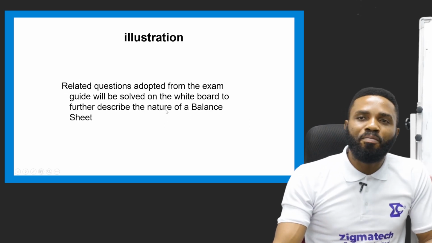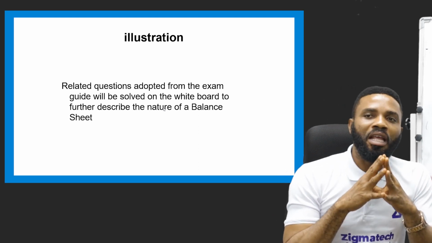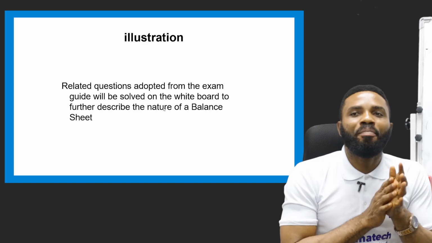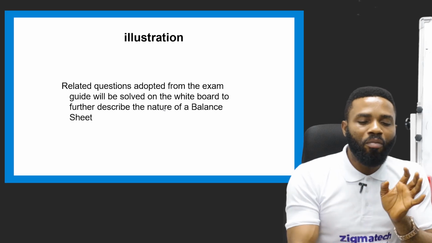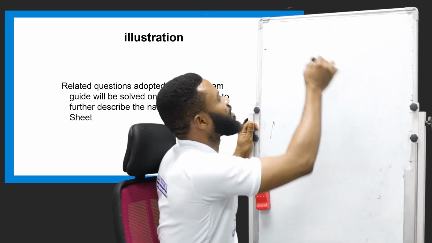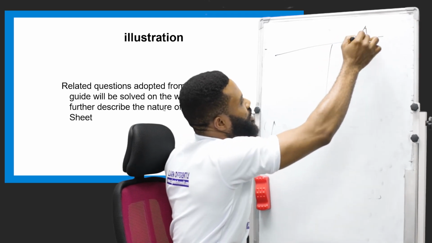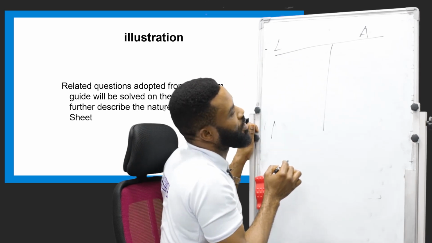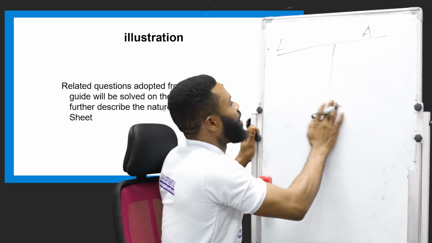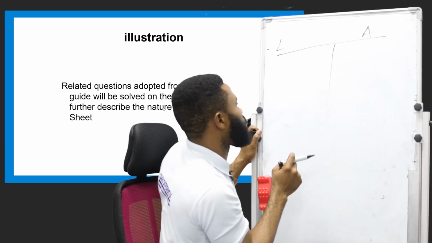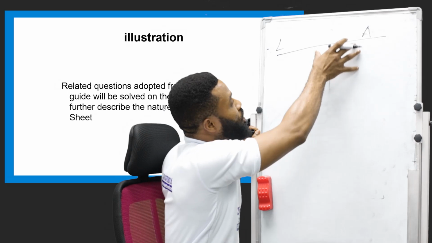Now, having said that, let's make progress. Before we take an illustration of what a balance sheet is, I want to explain something. A balance sheet can actually be prepared in two different ways. It can come in the form of a T like this, where you have your asset this way and you have your liability this way. Or it can come in the form of a vertical presentation.